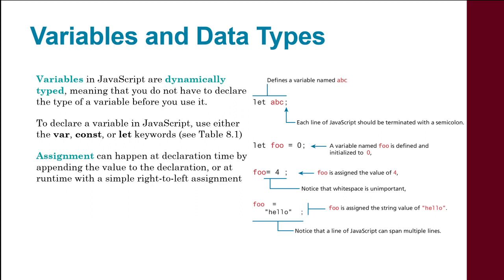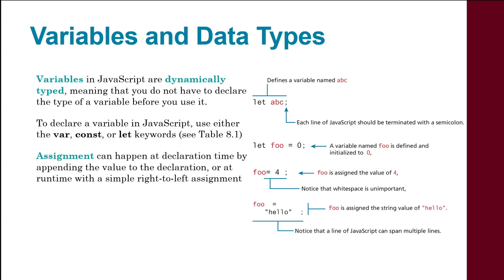Okay, so variables, right? A variable is a thing that holds another thing. It's basically a box. Variables in JavaScript are dynamically or weakly typed, like we talked about before, which means that you don't have to explicitly say that it is a number or a string, which is text or whatever. You don't have to declare it before you use it.